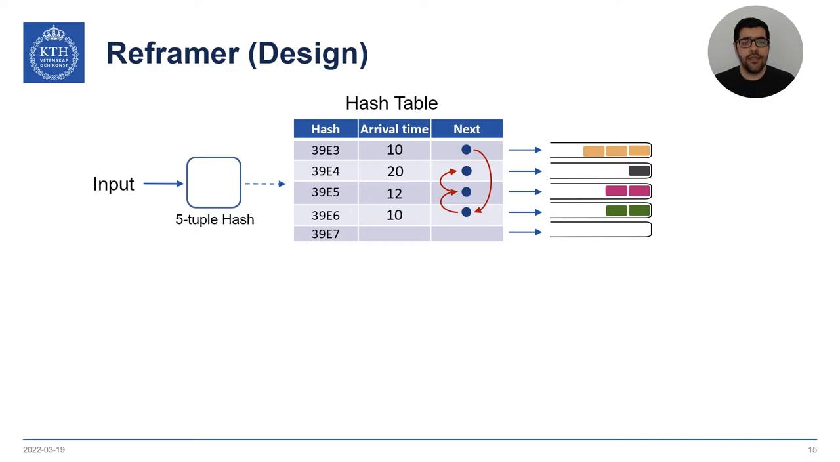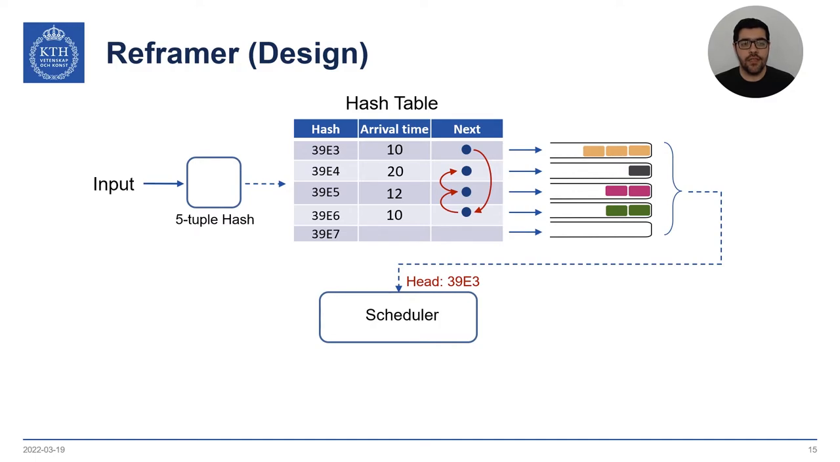To flush out packets, Reframer maintains a scheduler component which keeps track of the head of the flush list. Since this list is already sorted by the arrival time of the first packet of each queue, it takes constant time for the scheduler to retrieve ready buffers to flush out. After receiving a batch of packets, the scheduler updates the hash table by removing the related rows from the flush list and also removing the arrival time records for each row. This component is able to deploy most batch-level packet scheduling policies, which makes Reframer a flexible scheduler.